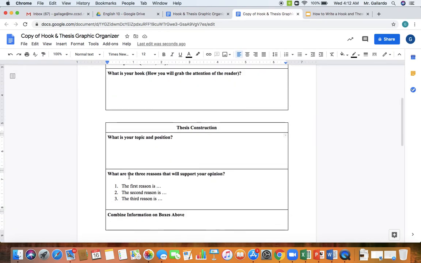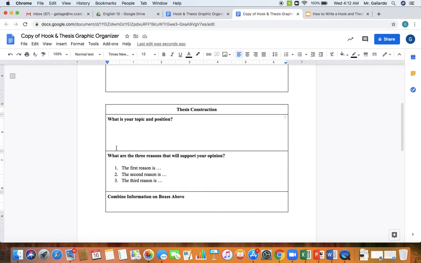So you have a few boxes in here. First, you have to tell me what is your topic and position. Then 3 reasons that will support your opinion. We're doing a 5-paragraph essay with an introduction and a conclusion, and then the 3 body paragraphs will be your reasons. So that is why we're starting to think about that right now. And then at the bottom, you will combine this information on these boxes, and I will show you what that looks like. So topic and position.